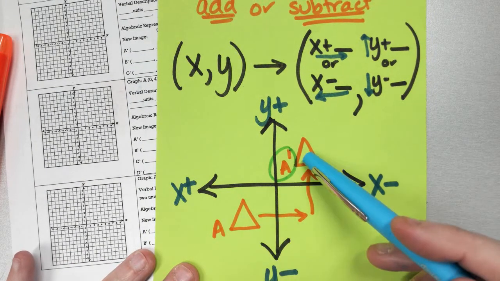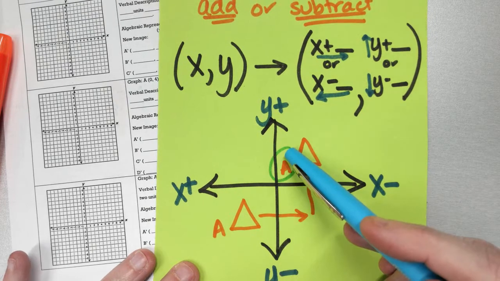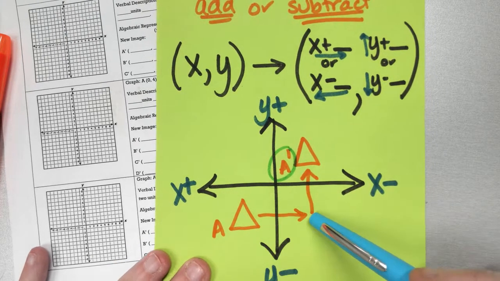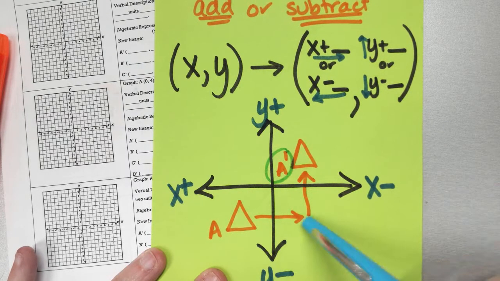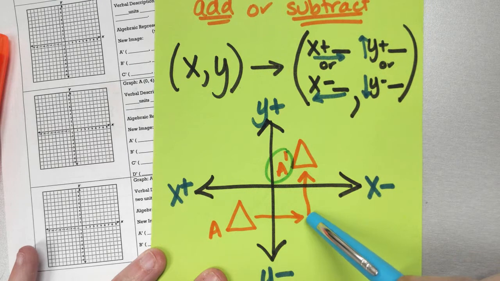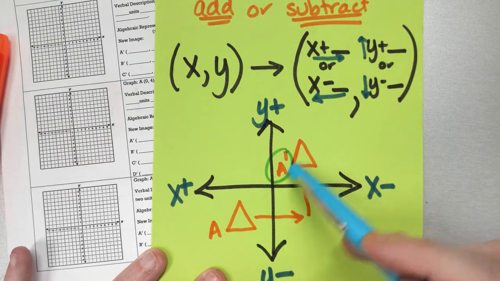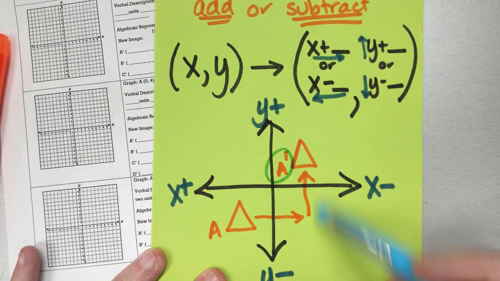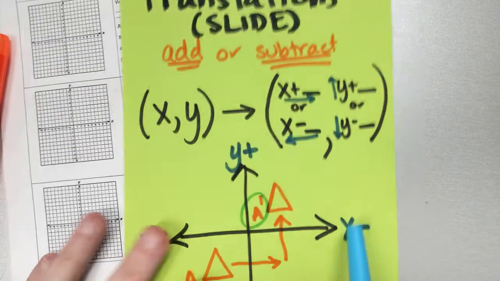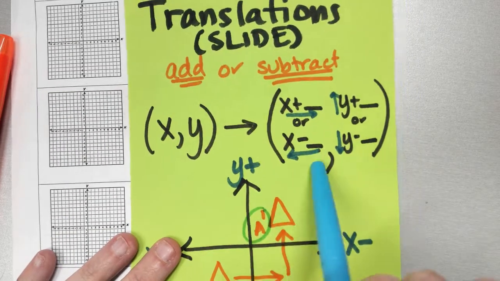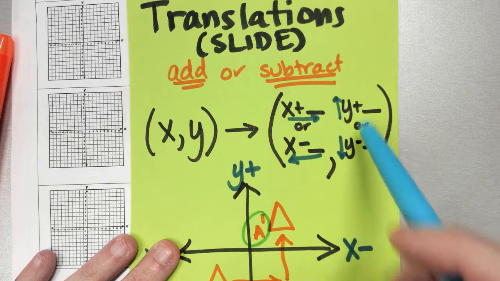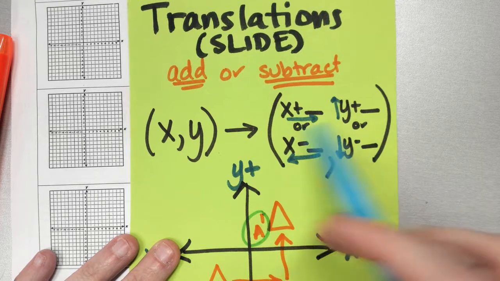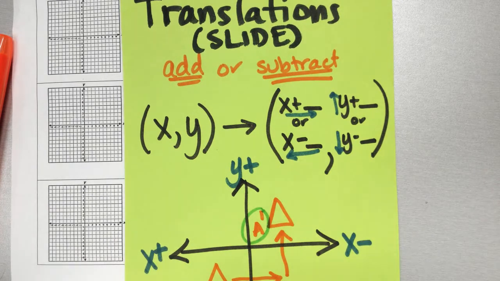So when we do a translation, we're not going directly from A to A prime. We're moving horizontally and then we're moving vertically. Just like when we plot a point, we move x and then y. So we're moving left or right, in this case right and then up, and then we're moving up or down. When I do this, my translation rules are always going to be plus or minus. I'm always adding or subtracting. So if I see a rule where I'm not adding or subtracting, I'm not translating.